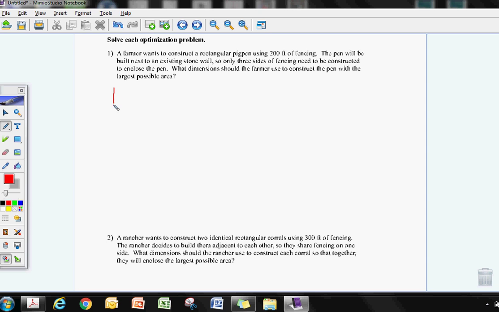I'm going to try to use red for the primary and all of that stuff. So you have a wall, and on that wall you have a pen that's being built. So you've got an L and an L and a W. Okay, and you're after the largest possible area in this case. So my primary equation is going to be, area equals length times width.